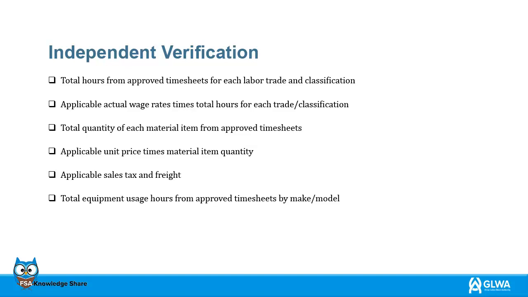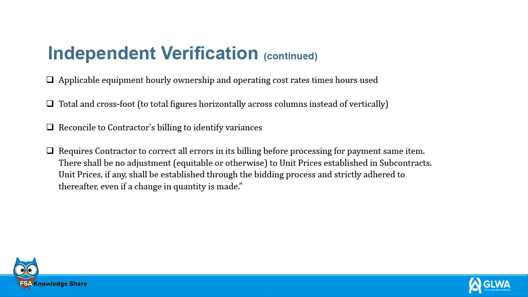Total quantity of each material item from approved timesheets. Applicable unit price times material item quantity. Applicable sales tax and freight. Total equipment usage hours from approved timesheets by make and model. Applicable equipment hourly ownership and operating cost rates times hours used. Total and cross-foot to total figures horizontally across columns instead of vertically. Reconcile to contractor's billing to identify variances. Require the contractor to correct all errors in its billing before processing for payment.